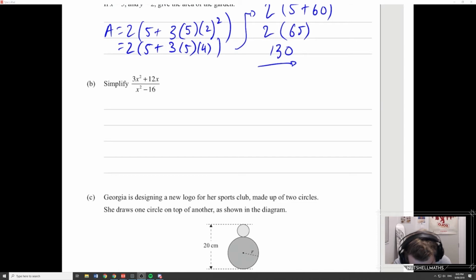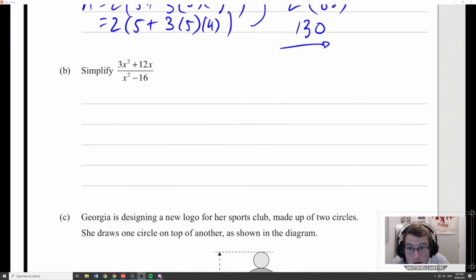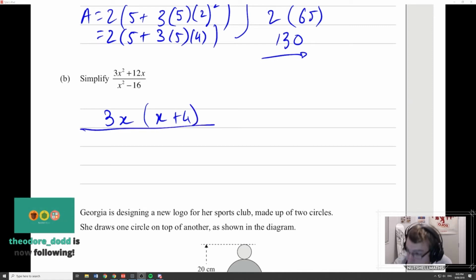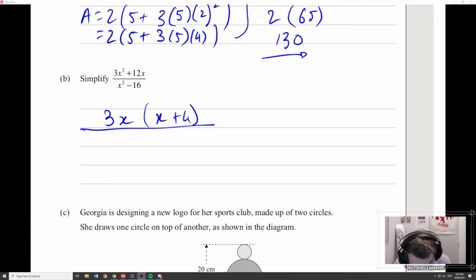Let's carry on. Right, simplify the top, simplify the bottom. Pull out what is common between the top and the bottom. Right? I can pull out a 3x, and I will leave x plus 4. That's the top part. On the bottom part, we're going to simplify. Now, it's not quite as simple as the top.